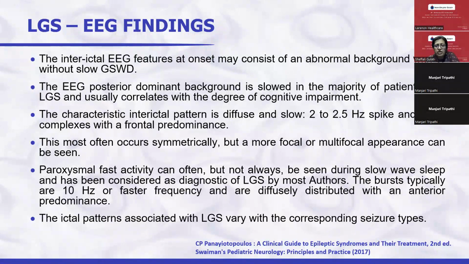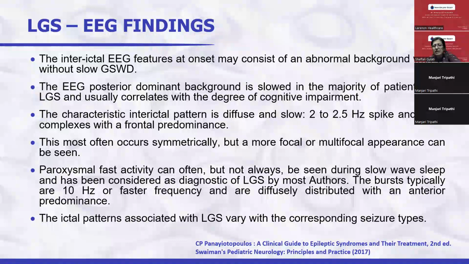The EEG posterior dominant background is slowed in the majority with LGS and usually correlates with the degree of cognitive impairment. The characteristic interictal pattern is diffuse and slow, 2 to 2.5 Hertz spike and wave discharges with frontal predominance. You may have paroxysmal fast activity, which can often but not always be seen during slow wave sleep, and has been considered as diagnostic of LGS by most authors. The bursts are typically about 10 Hertz or faster in frequency and are diffusely distributed with anterior prominence.